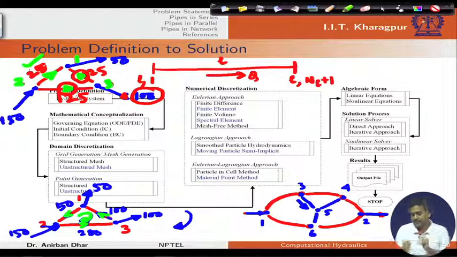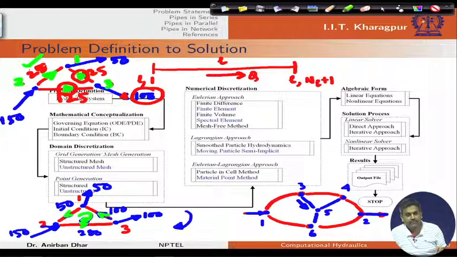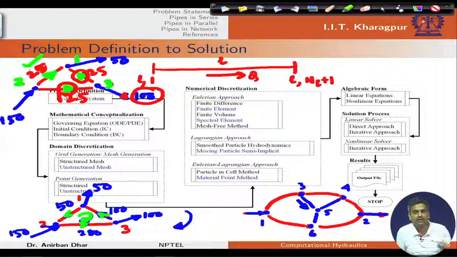So, if I compare with the channel network flow condition, our specification of discharge direction depends on the direction of discretization, but in case of pipe flow we have a fixed convention. The convention is that we will consider the flow in a clockwise direction for a particular loop as positive, and flow which is in the anti-clockwise direction we will consider as negative.